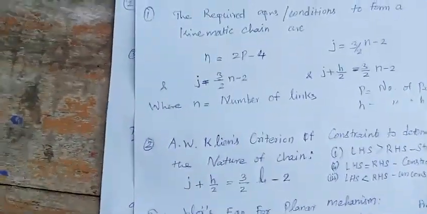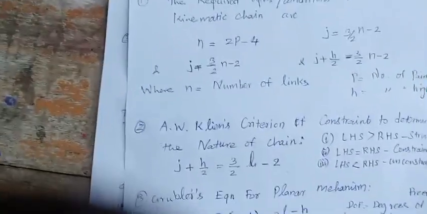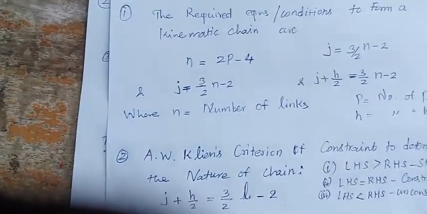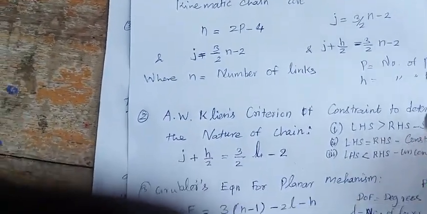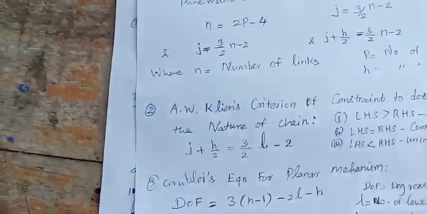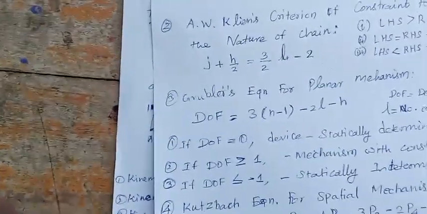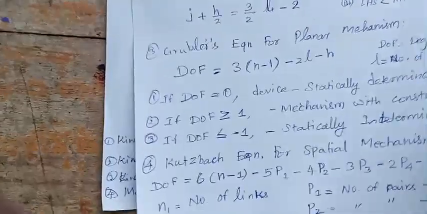Here in the first unit you find out, first of all, whether it's a kinematic chain or not, the number of links, number of joints, and Grubler's mechanism and Kutzbach criterion. Now we shall go to the problem.